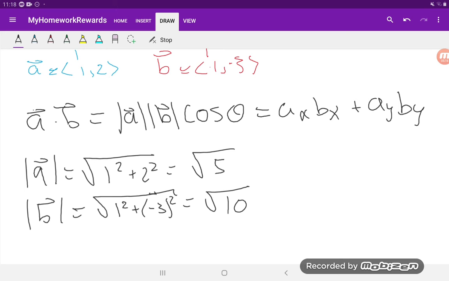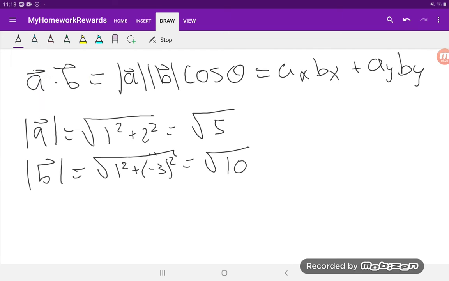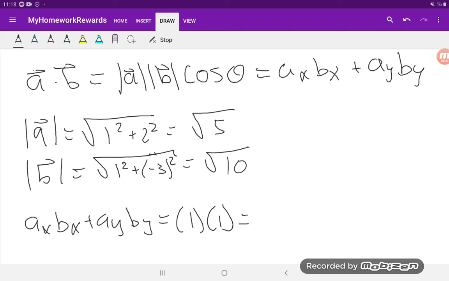And we can also do a_x b_x plus a_y b_y. So this is the definition of the dot product. You multiply the x coordinates and then the y coordinates. So the x coordinates of both vectors was 1, and the y coordinates were 2. That should be a plus 2 and minus 3. So that gives us 1 minus 6, which is negative 5.